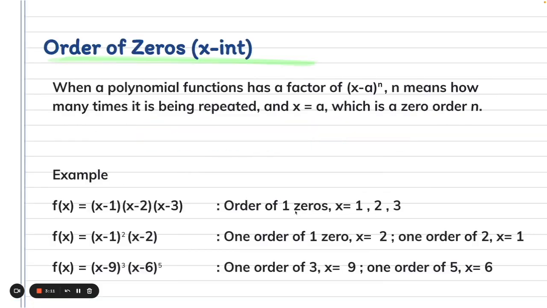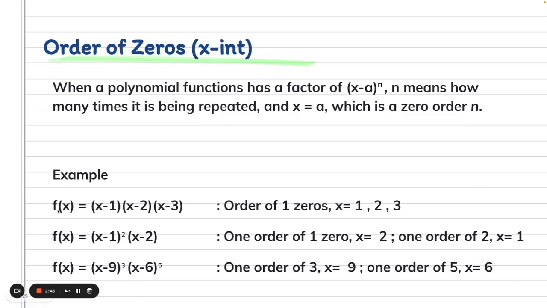Order of zero. Order of zero is also known as the x-intercepts. It is when a polynomial function has a factor of x minus a, to the power of n. n means how many times it's being repeated in the function. And x equals a is a zero of order n. So it will be easier for me to give examples.